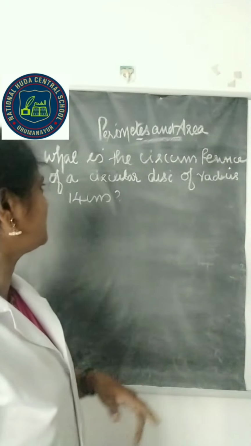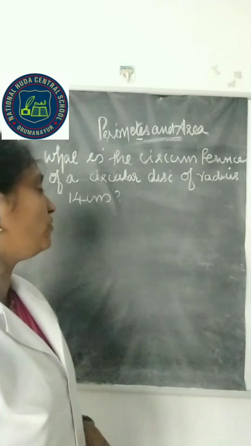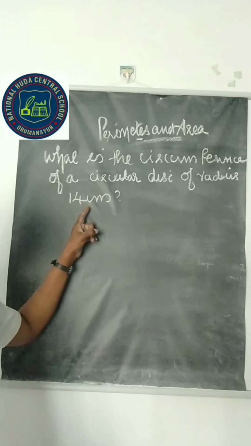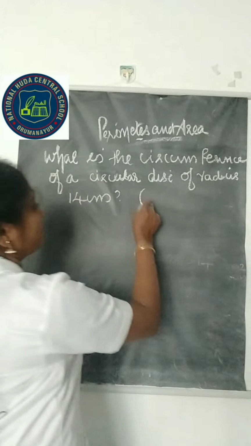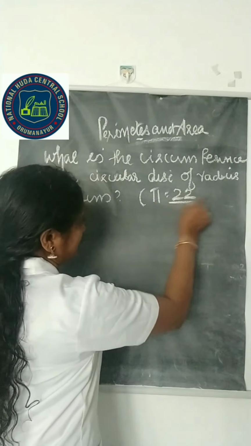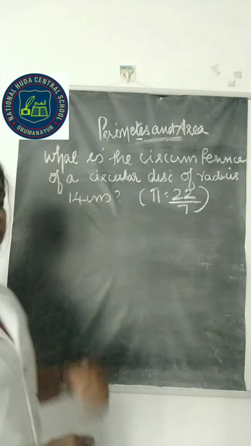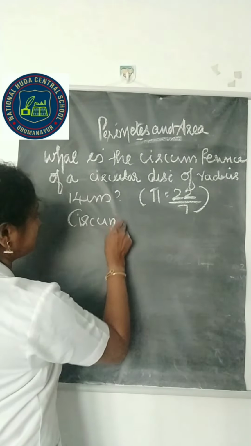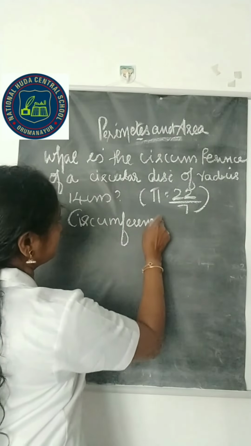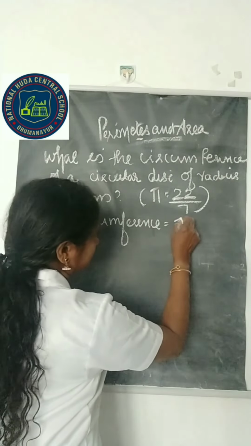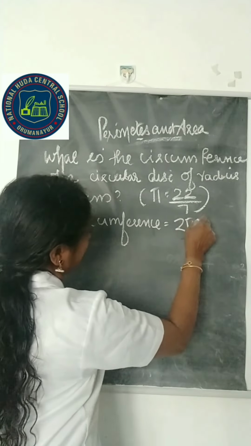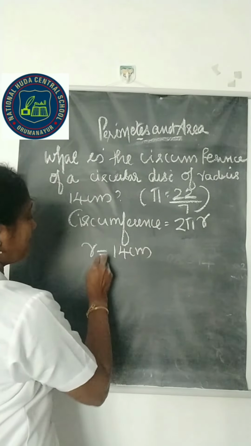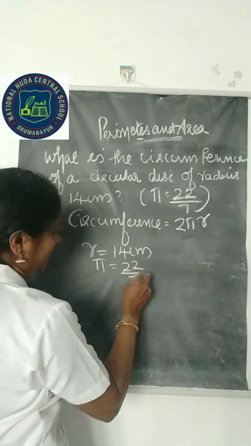First question, what is the circumference of a circular disc of radius 14 cm? It is given pi equal to 22/7. So what is the formula for finding the circumference of a circle? Circumference equal to 2 pi r, where r is 14 centimeter and pi equal to 22/7.